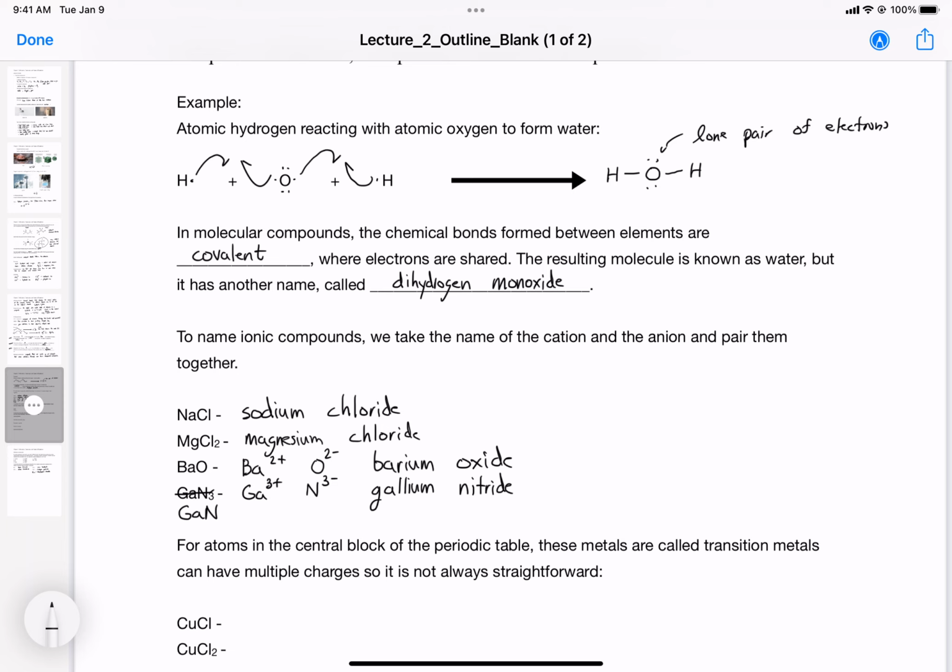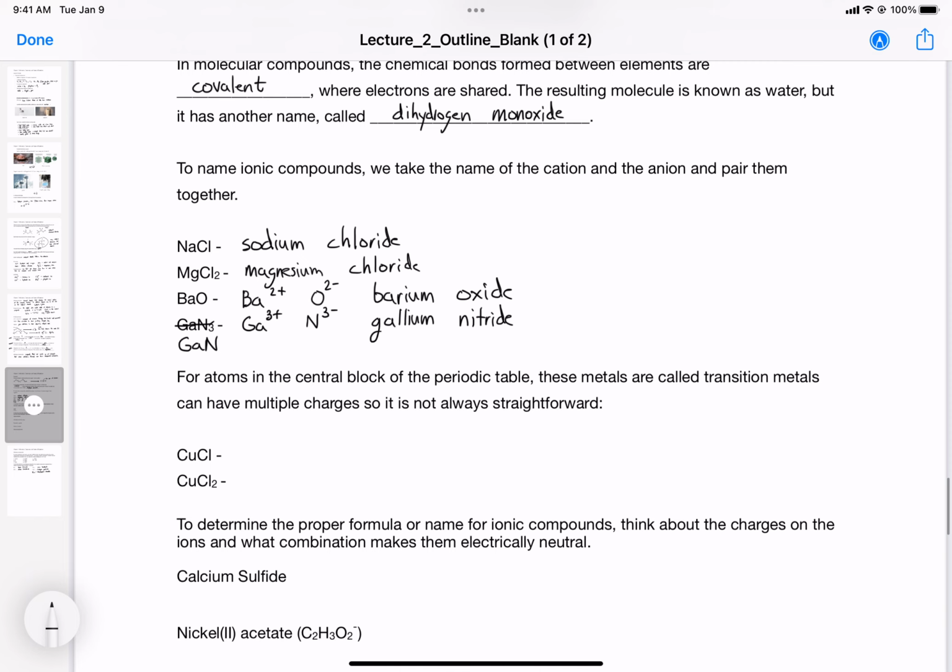Okay, so let's go over this last example. Then we'll finish the rest of the nomenclature in the next video. For atoms in the central block of the periodic table, these are also called metals. They have properties of metals, but they're called transition metals because they can adopt more than one charge in their compounds. So it's not always straightforward.